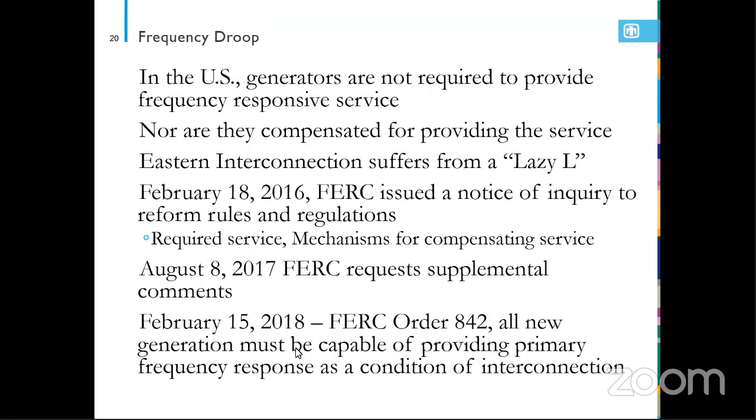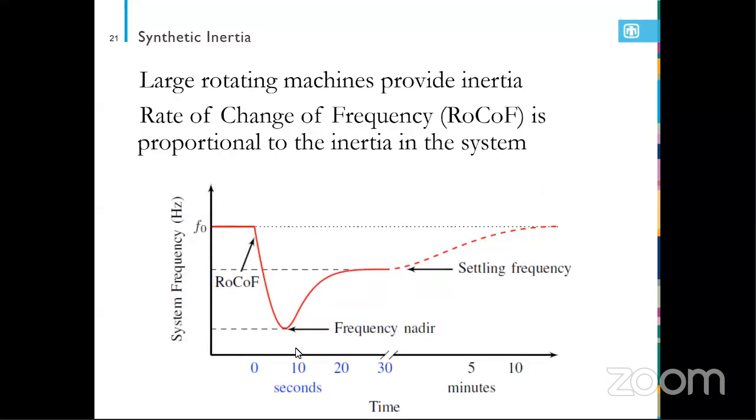So in the US, generators were not required to provide frequency responsive service, nor are they compensated for providing it. FERC started looking into it back in 2016. By 2018, they issued FERC Order 842 that mandated that all new generation must be capable of providing frequency response as a condition of interconnection. So they basically modified the small and large generator interconnection agreements. So now every grid asset that connects to the grid has to be able to provide this. There's still a question about how you get compensated to provide this. So people have to do it, but compensation is still a question.